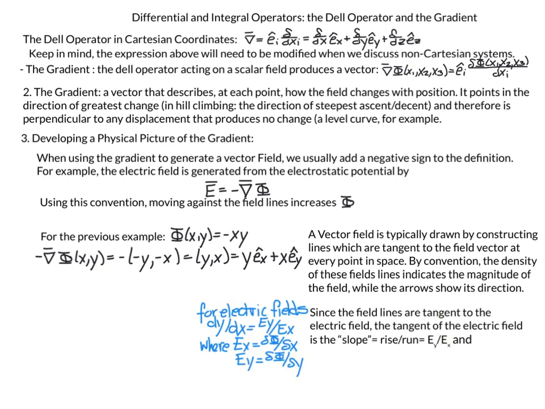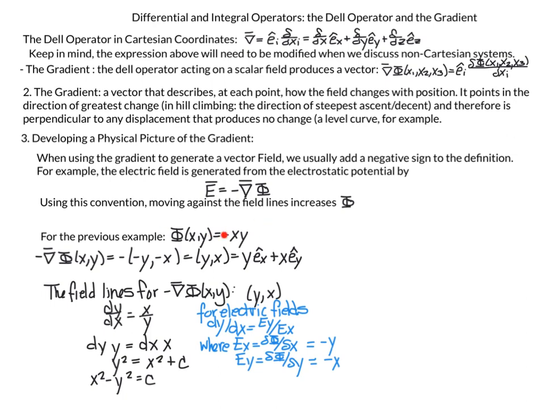And that is going to give us the tangent line, where dy/dx, the change in y over x, is equal to Ey over Ex, where Ex is the partial derivative of phi with respect to x, and Ey is the partial derivative of phi with respect to y. In our phi here, the derivative with respect to x is negative y, and the derivative with respect to y is negative x, so dy/dx is equal to negative x over negative y, which gives us dy/dx equals x/y.